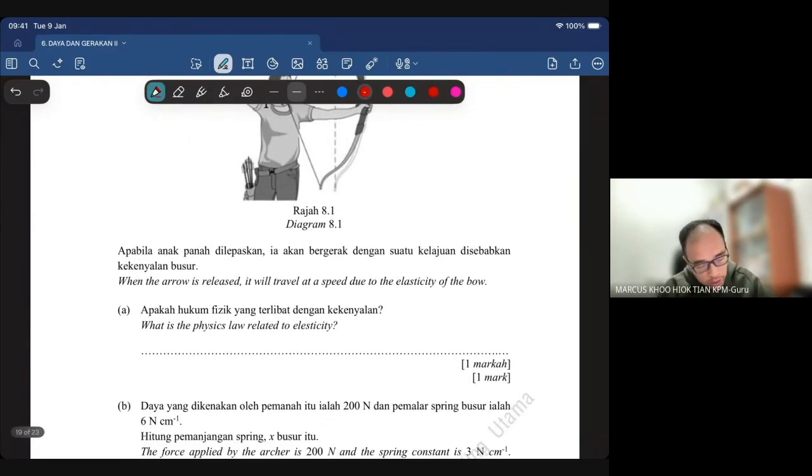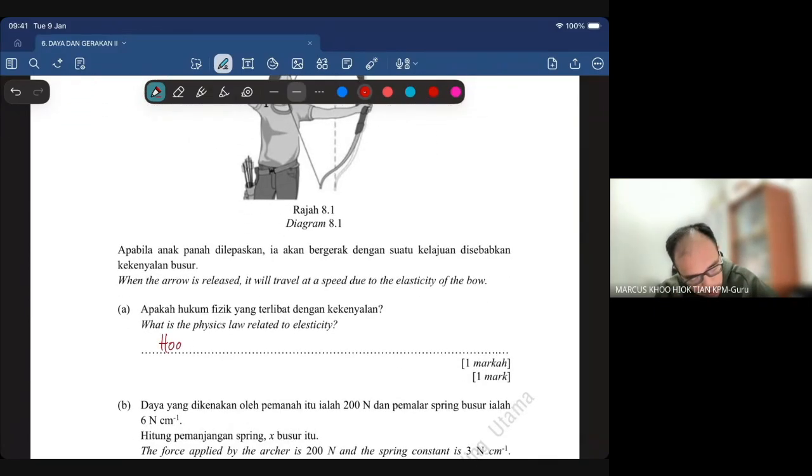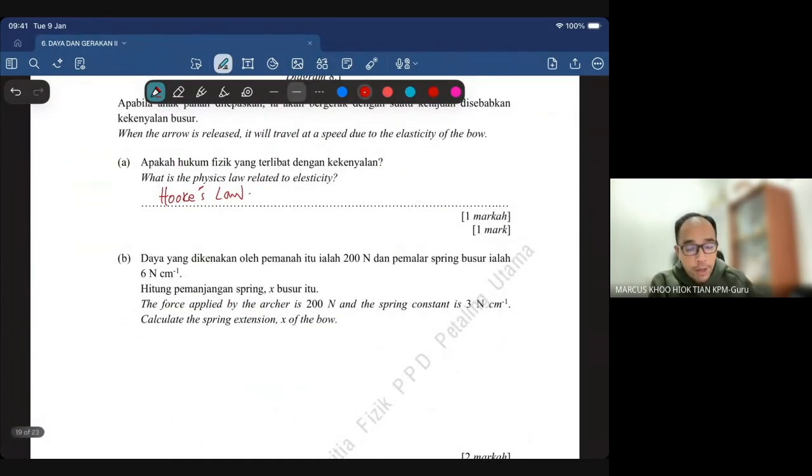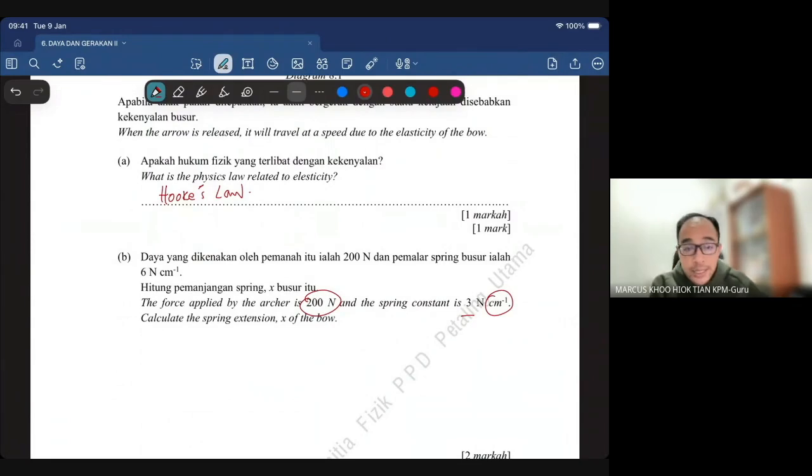So what is the physics law that's related? Obviously it is Hooke's law. Reminding you once again that the spelling of the word Hooke is very important. The force applied by the archer is 200 newtons. Spring constant is 3. Notice this is per centimeter. 200 equals 3 times X.